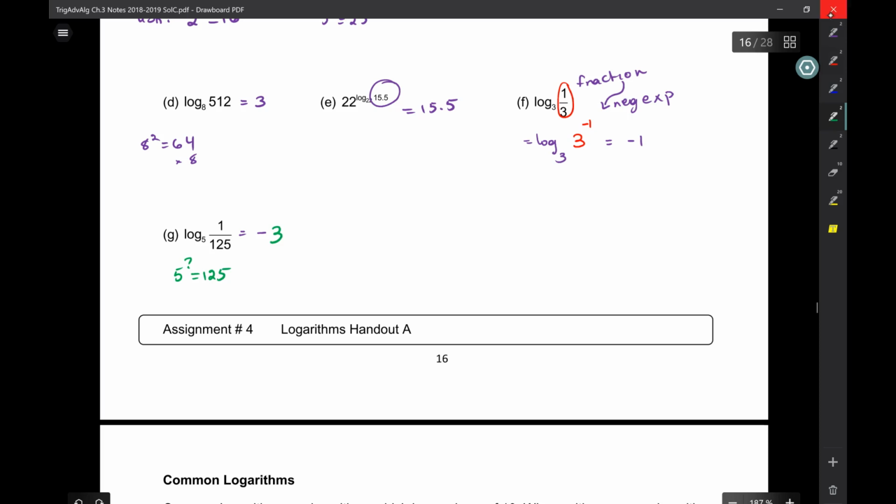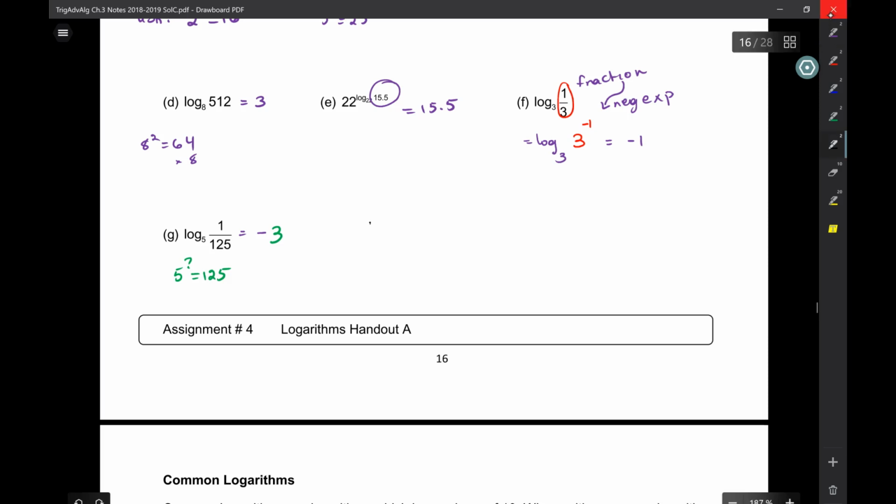Let's do another one. Here's how I do it. I'm going to go from an integer, a whole number, to a fraction. That means I need a negative. Then I forget about all that, and I just want the exponent of 5 to get 125, and that's that.